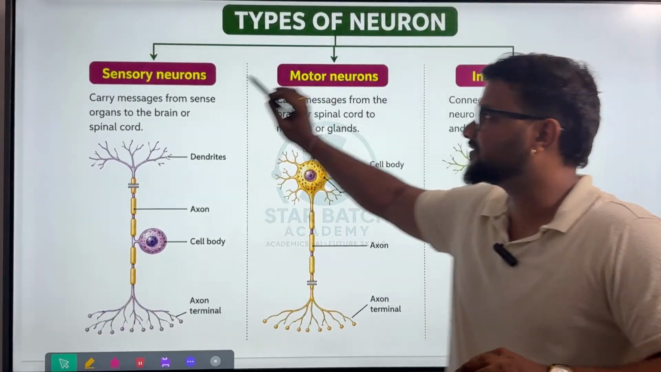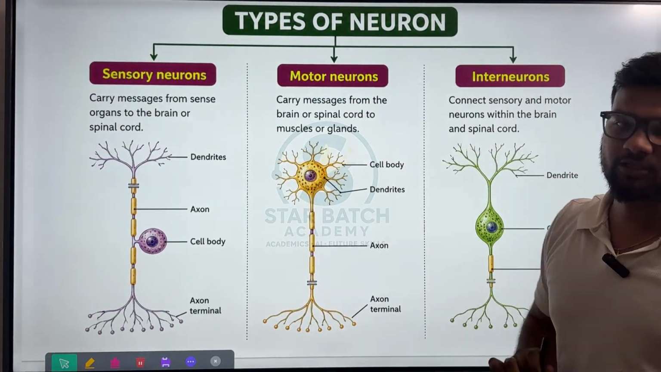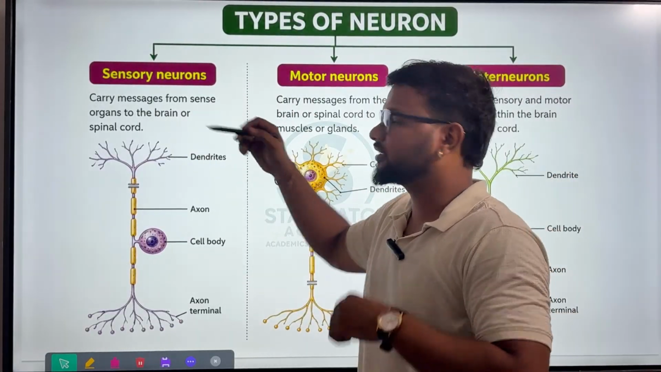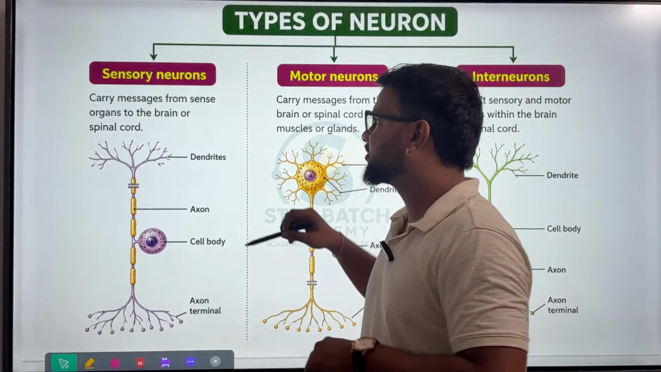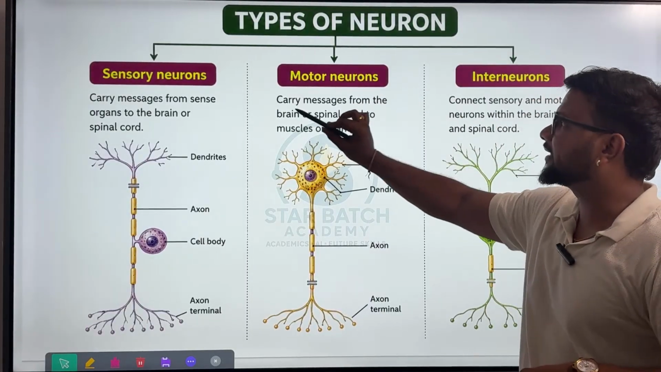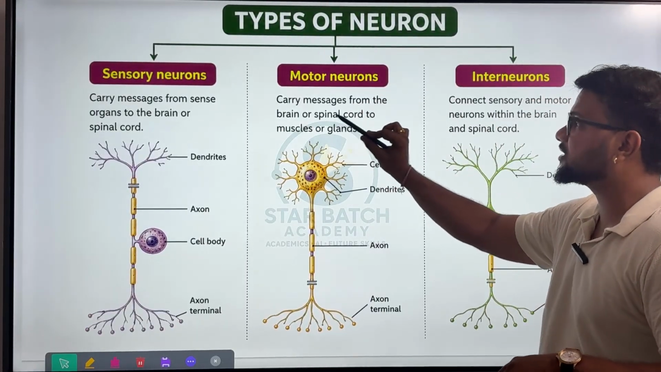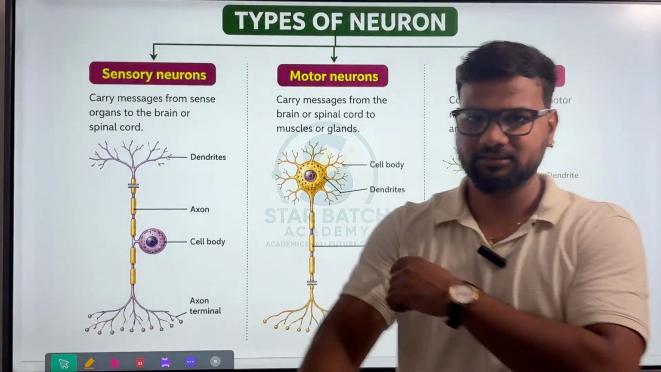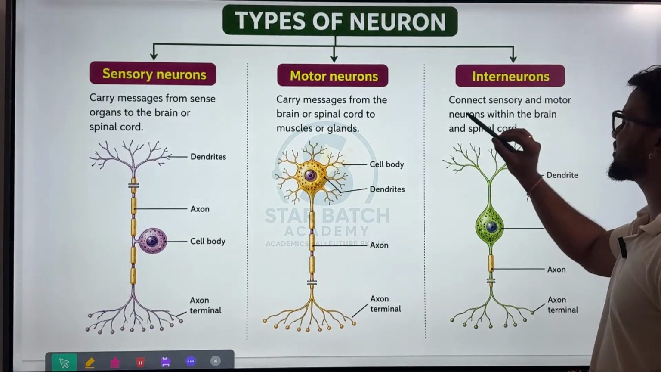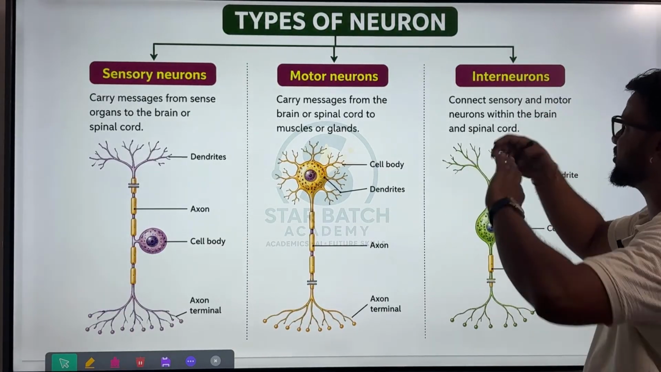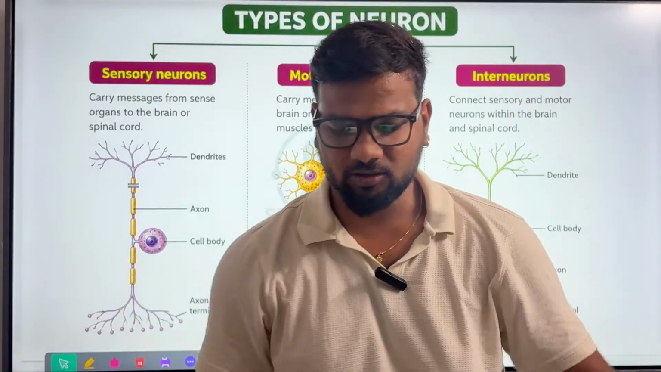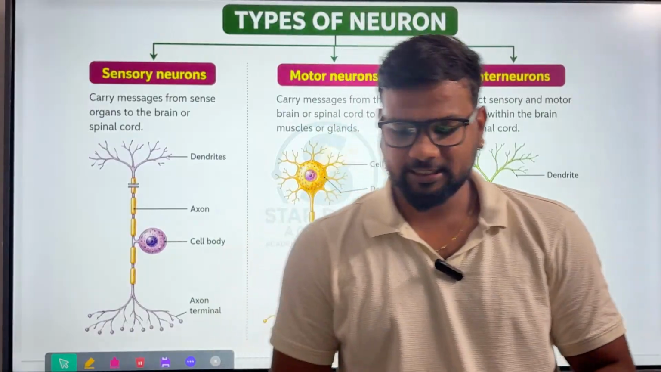So types of neuron we have: sensory neuron, motor neuron and interneuron. Sensory neuron carry messages from the sense organs, okay, sense organ eye, ear, nose or brain to spinal cord. Motor neuron carry messages from brain or spinal cord to the muscle or gland. Okay? Messages from brain to muscle or glands. Interneurons connect sensory and motor neurons within the brain and spinal cord. Clear? Yes.